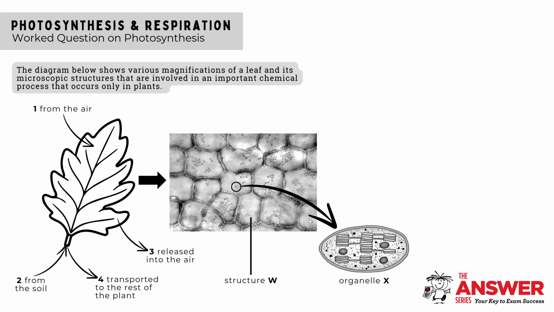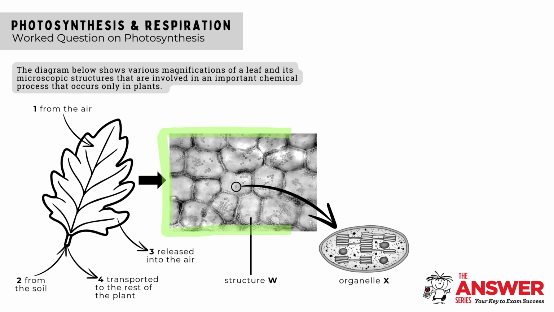If we unpack the diagram a bit, we can see that it shows us a leaf. There's something coming in from the air into the leaf. Then number 2 at the bottom says that it's moving up from the soil. Number 3 and 4 is moving out of the leaf, where number 3 is released into the air. And number 4 says that it's moving down the leaf and transported to the rest of the plant.